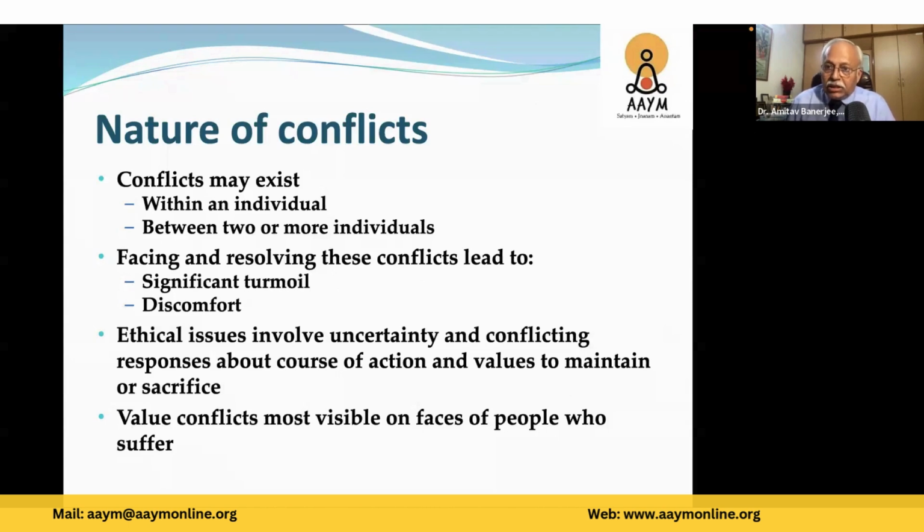Ethical issues involve uncertainty. As I had said in the beginning, it is not black and white. There are different shades of gray, and you always have to see the context. There is always uncertainty and conflicting responses about the course of action and the values to maintain or sacrifice. Sometimes one principle will contradict another principle in a particular situation. So there the moral dilemma arises.